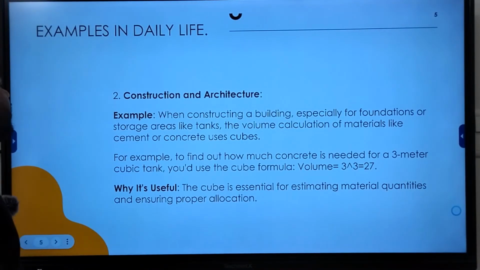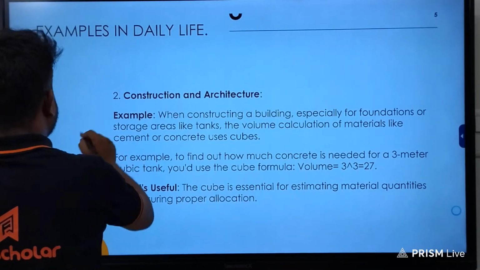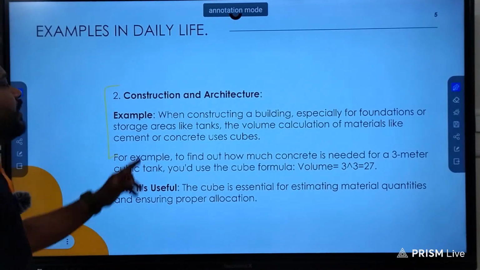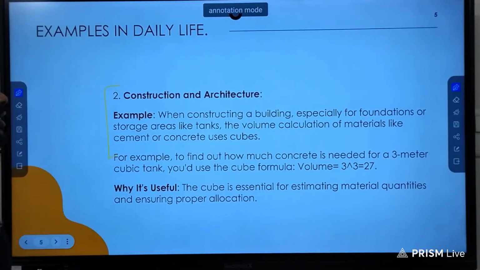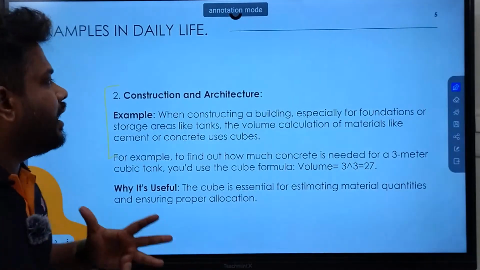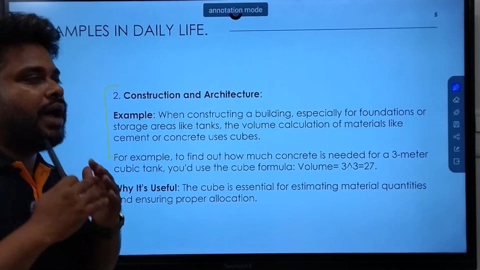Construction and architecture. Obviously in construction and architecture we really need cube and cube roots, just like when constructing a building, especially for foundations or storage areas like tanks, the volume calculation of materials like cement or concrete uses cubes. Okay, let me give you an actual example.